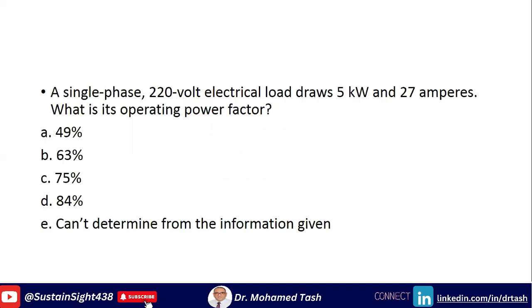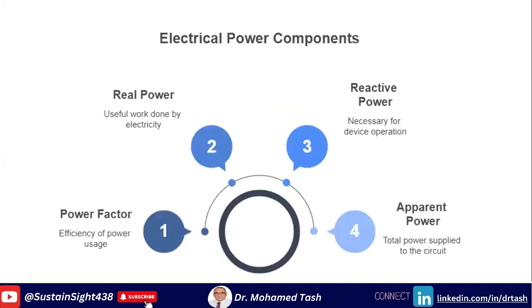Here we have our problem: a single phase 220 volt electrical load draws 5 kilowatt and 27 amperes. What is the operating power factor? A, B, C, D, or E?